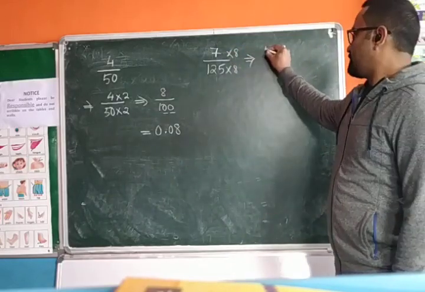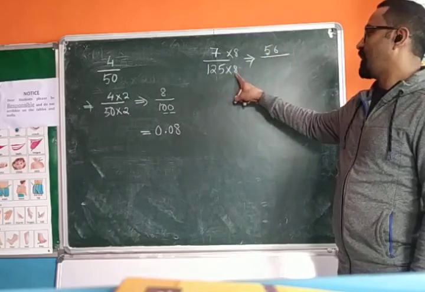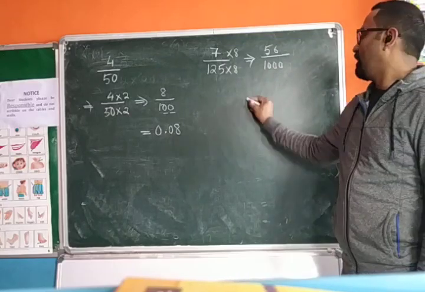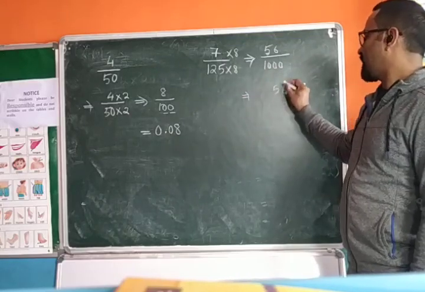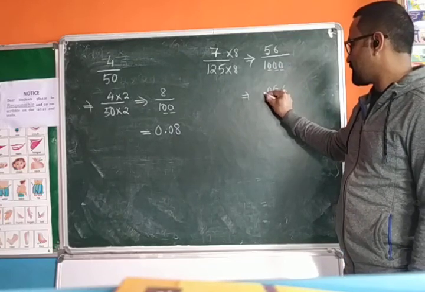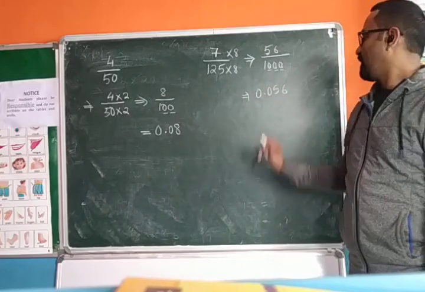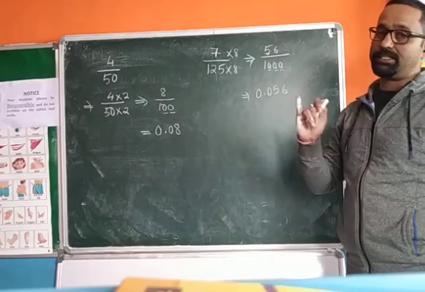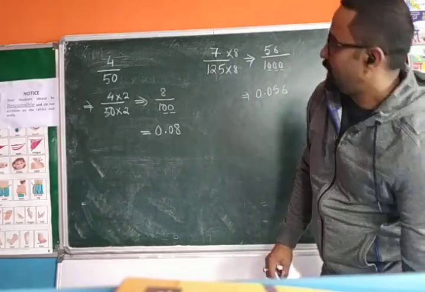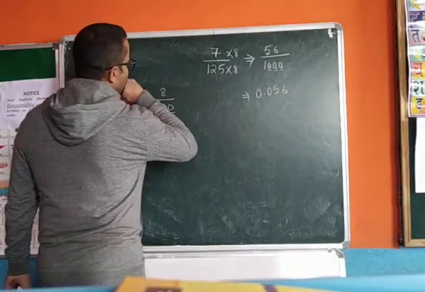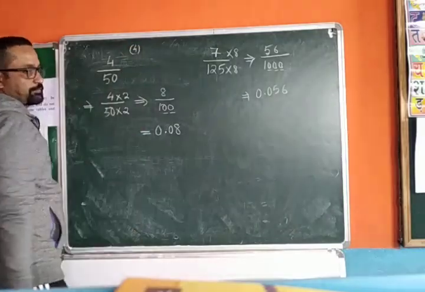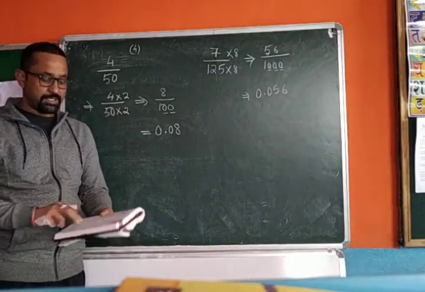7 into 8 is 56, divided by 125 into 8 is 1000. So we write 56, count the number of zeros: 1, 2, 3. 1 place, 2 place, 3 place, decimal. If there is no digit, it means you need to put 0 and then proceed with the decimal. So you can try a few sums from the same exercise, question number 4. There are around 4 or 5 sums.